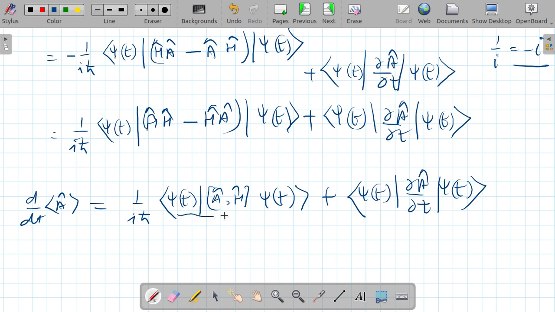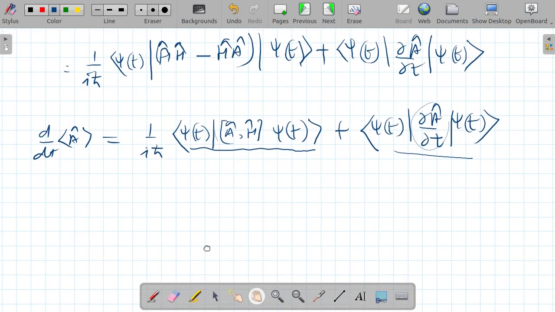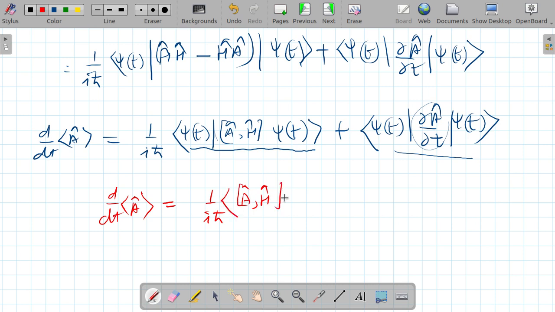So now that means this is the expectation value of this operator and this is the expectation value of this one. So this can be expressed as d over dt of the expectation value of operator A is equal to 1 over iota h cross, the expectation value of the commutator of A and H, plus the expectation value of curly A by curly t.